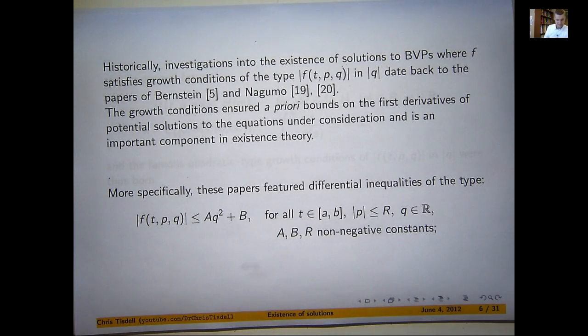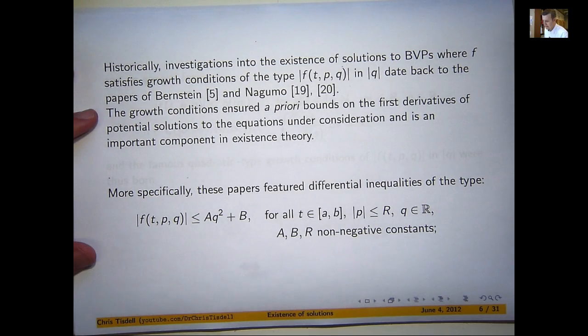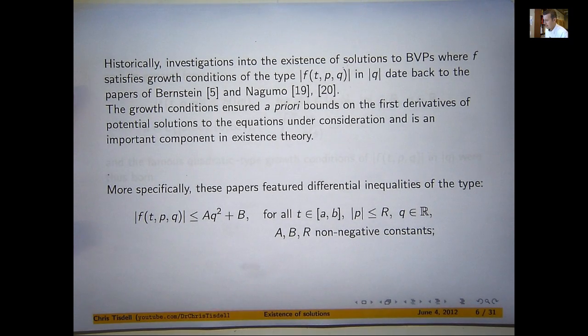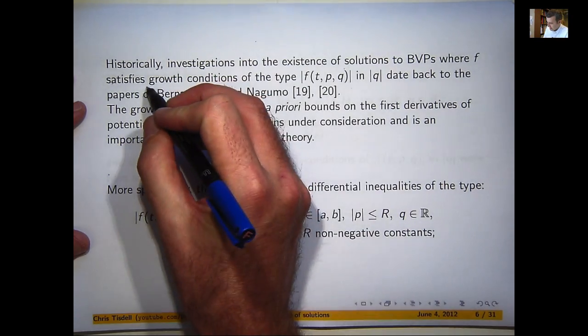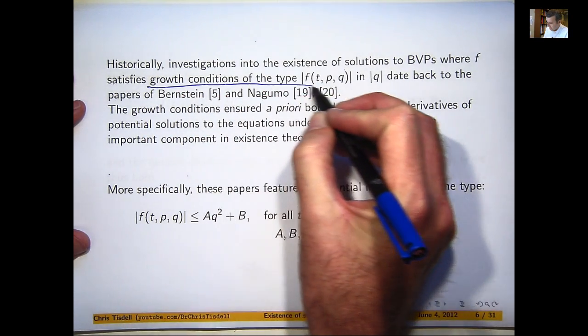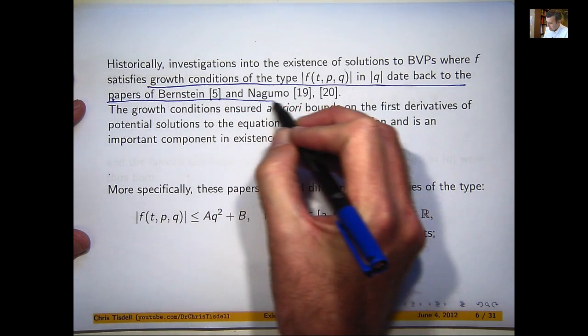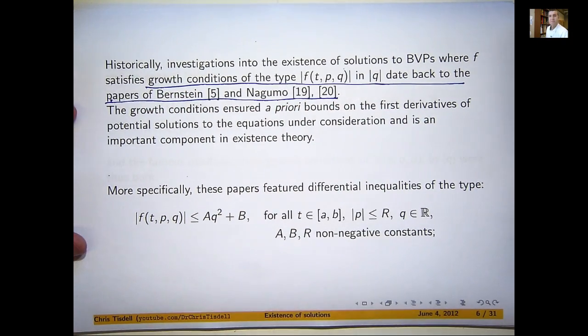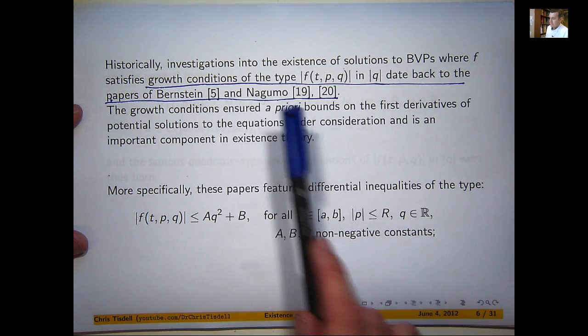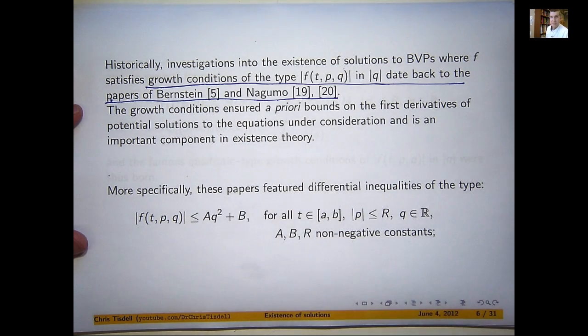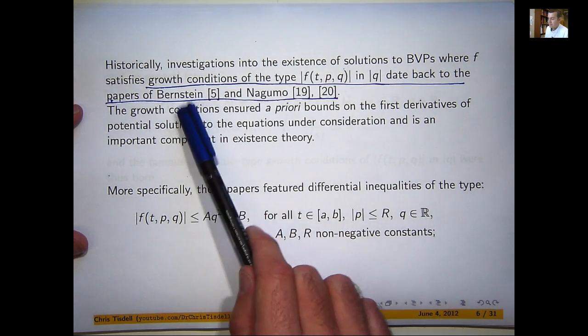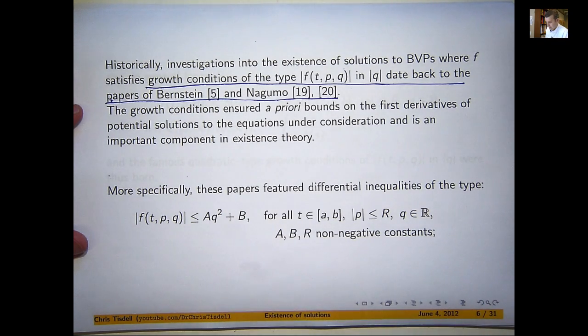Okay, well, here is a little bit of history on approaches concerning the ideas that we're going to look at today and related ideas. One very important approach involved growth conditions, and this can be traced back to mathematicians such as Bernstein and Nagumo.